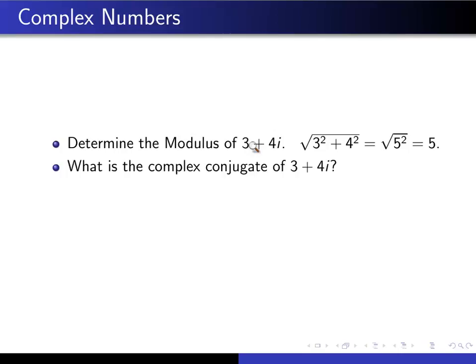What is the complex conjugate of 3 plus 4i? That's 3 minus 4i. So the complex conjugate is you just change the sign of the coefficient in front of the imaginary part. So the real part is left the same, the imaginary part, the sign is flipped. And the reason you want to do that is, well, kind of we saw when we were doing division. So a number multiplied by its complex conjugate gives you a real number.